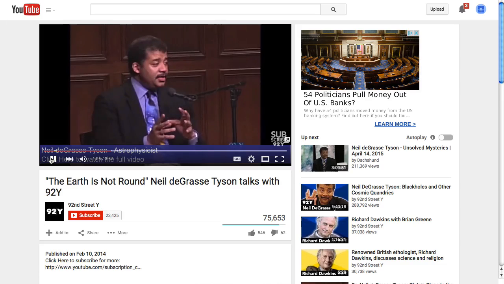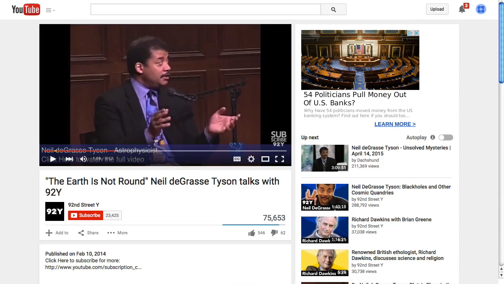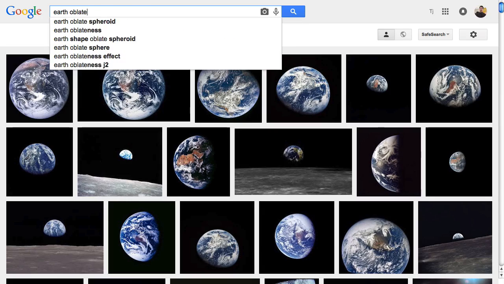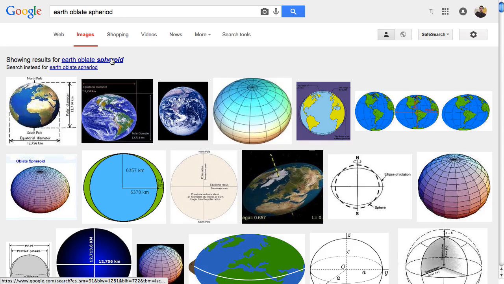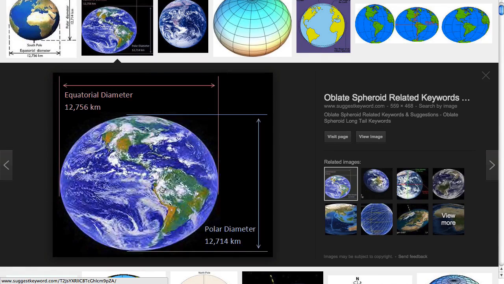A sphere, it's oblate, and officially it's an oblate spheroid. Okay, so now we are an oblate spheroid. Did I just spell it right? I spelled it wrong. So oblate spheroid is like this kind of sort of flattened shape. So based on what he's saying, it should look more like this.